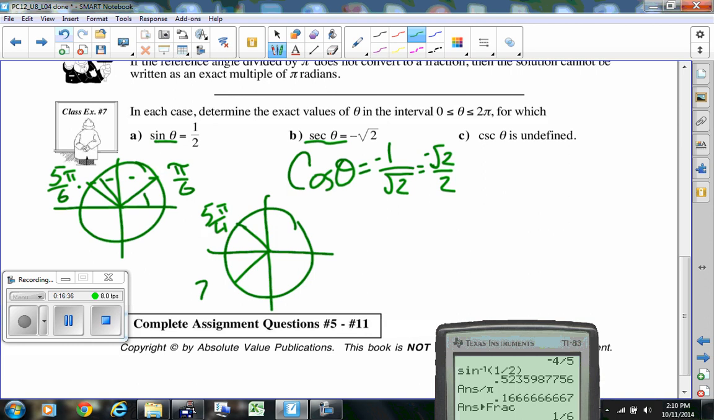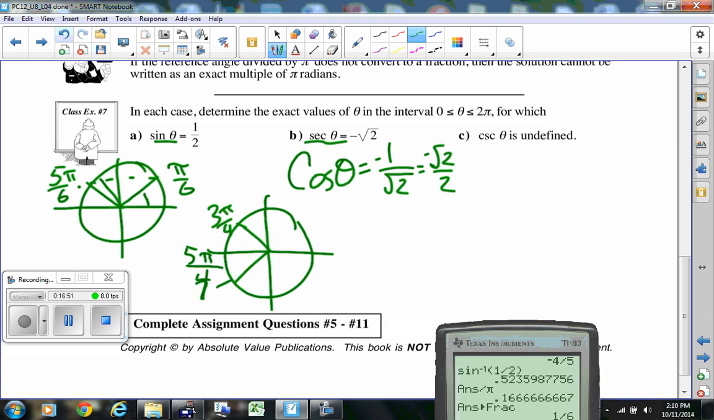Let's try that again. 3 pi quarters. That's the denominator 4 minus 1 is 3. And here I have denominator 4 plus 1. That's going to be 5 pi quarters.